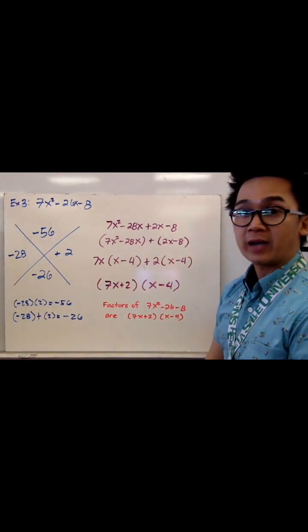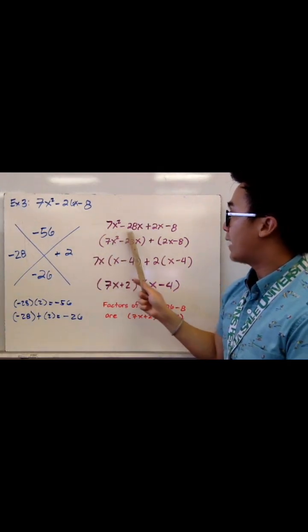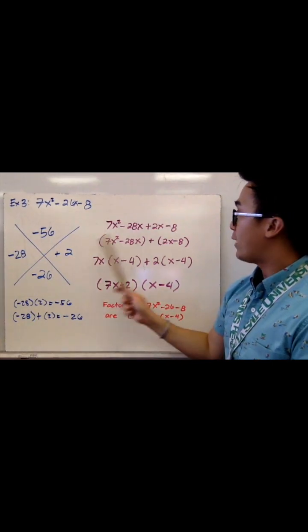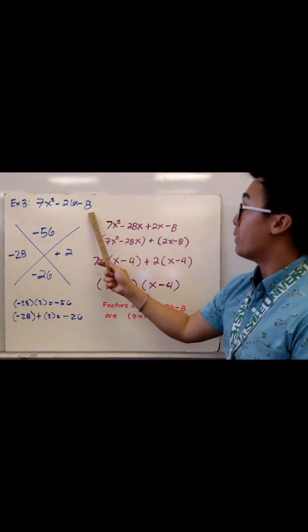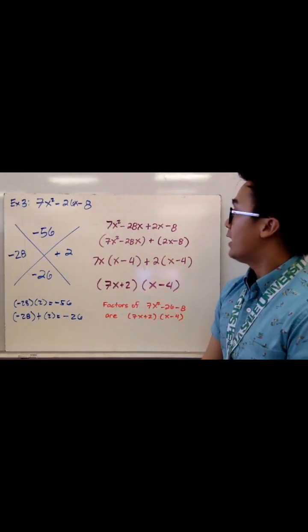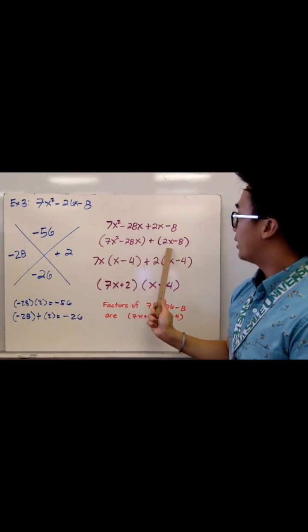So now that we're done with our first stage, let's move on to our second stage, wherein we're going to rewrite our equation by copying 7x squared and writing out the new middle term, which is negative 28x plus 2x, then minus 8, which came from the original equation. So by grouping, we'll now have 7x squared minus 28x plus 2x minus 8.